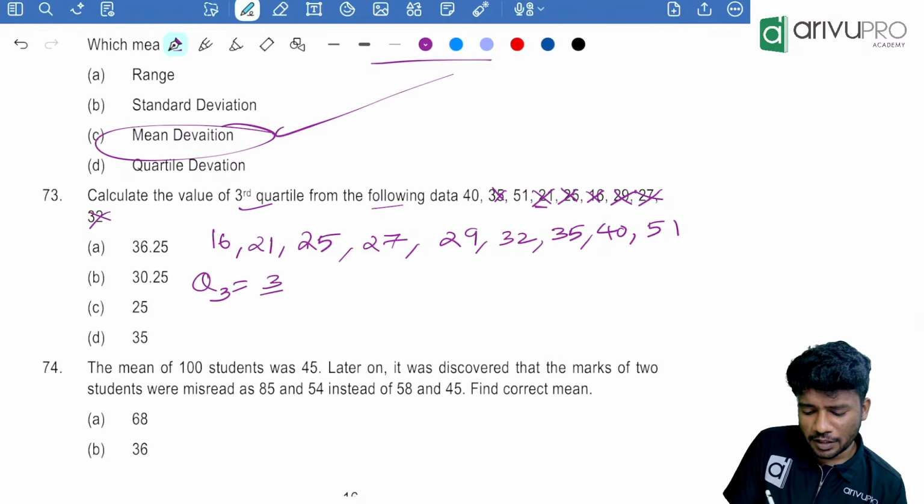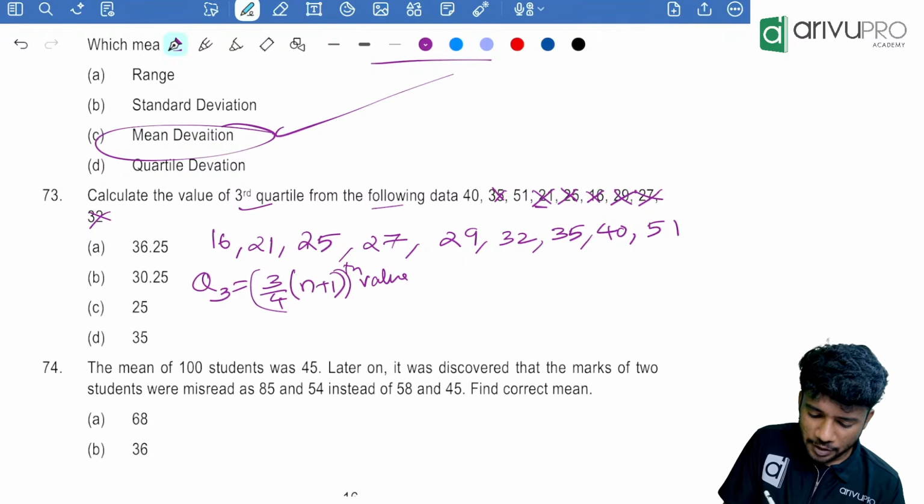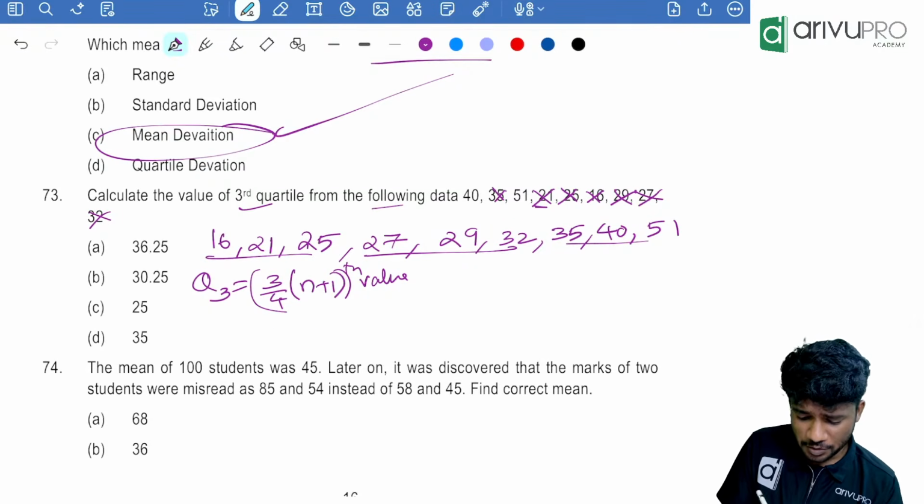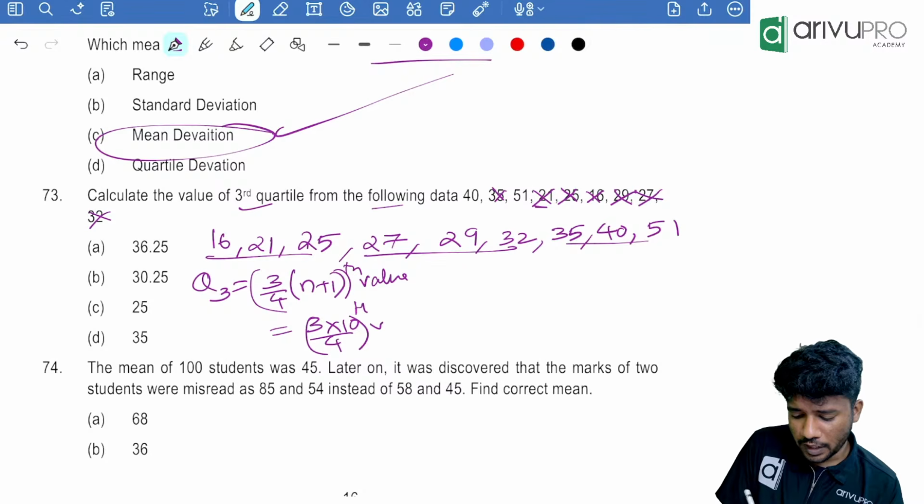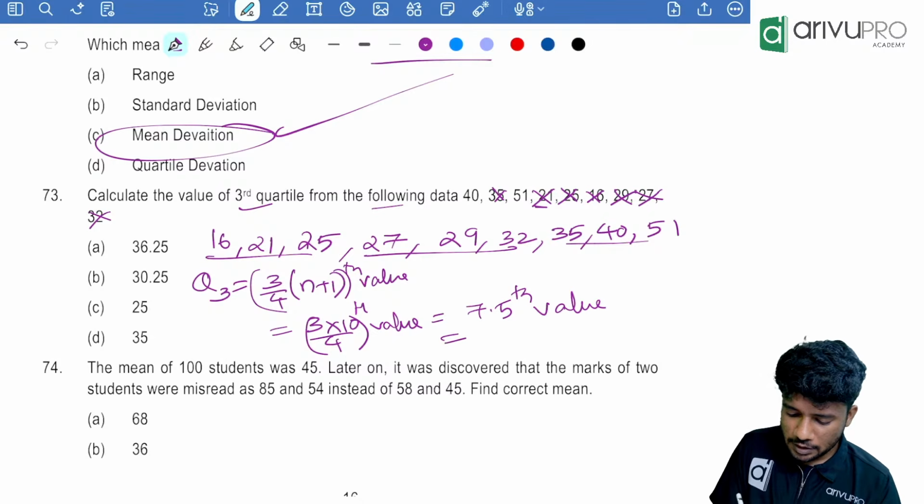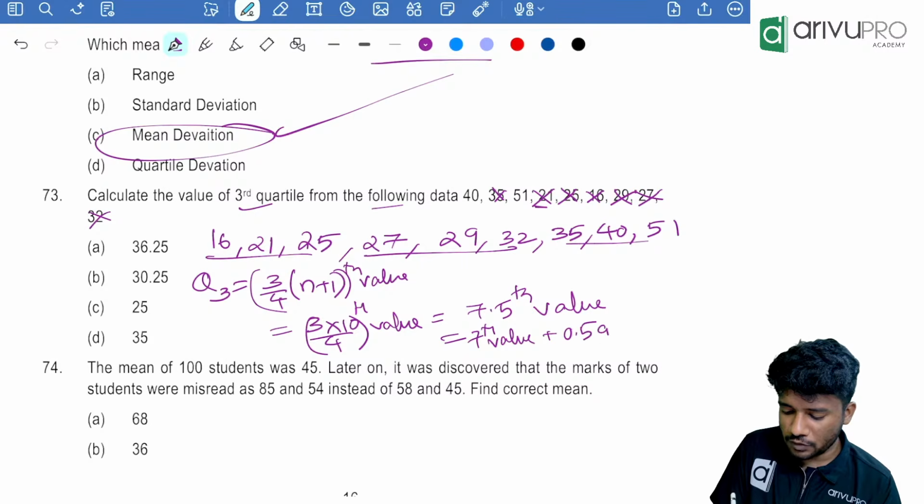Q3 is what? 3 by 4 into n plus 1 value. Correct? Now how much is n? How many values are there? 3, 6, 9 values are there. That means 9 plus 1 is how much? 10. 3 into 10 divided by 4th value. That is nothing but 30 by 4, which is what? 7.5th value. That is nothing but 7th value plus 0.5 into gap.